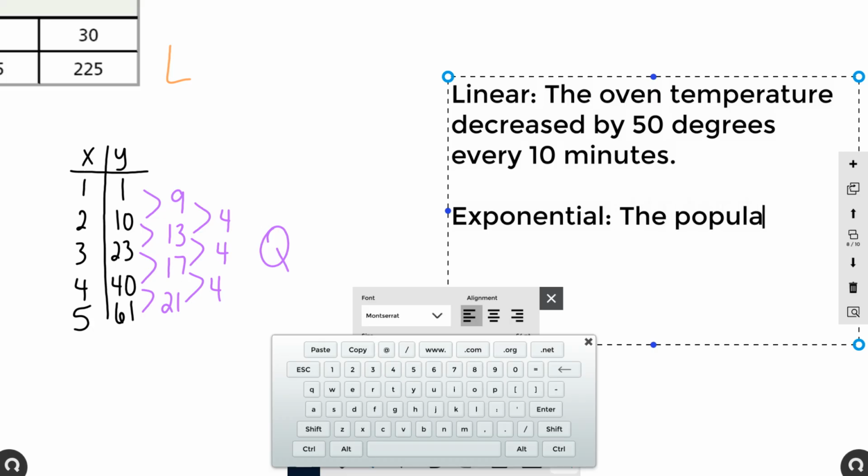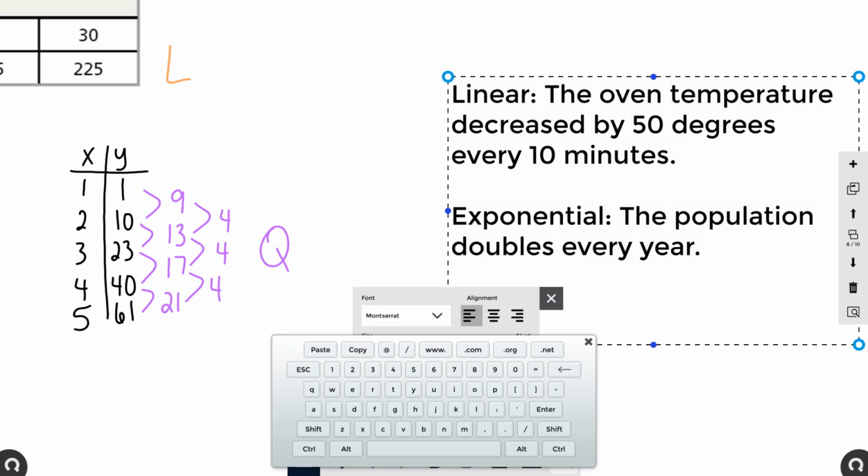Population. The population doubles every year. What does that mean? Not 6. There you go. 1, 2, 4, 8, 16. Because what are you doing each time? Multiplying by 2. Another example of that is when you increase by a percentage.